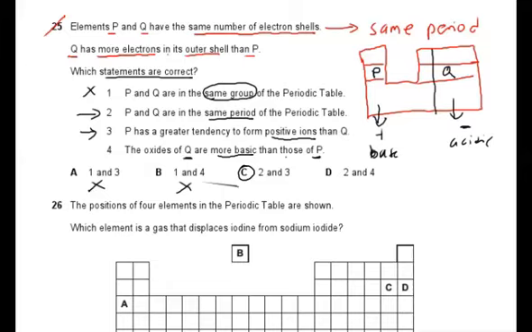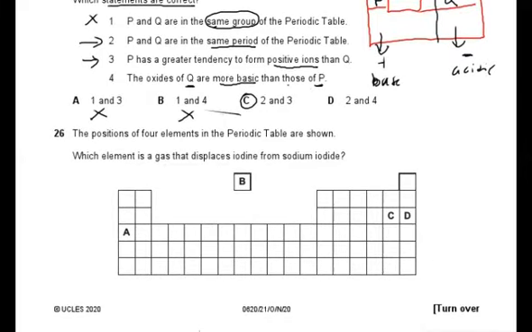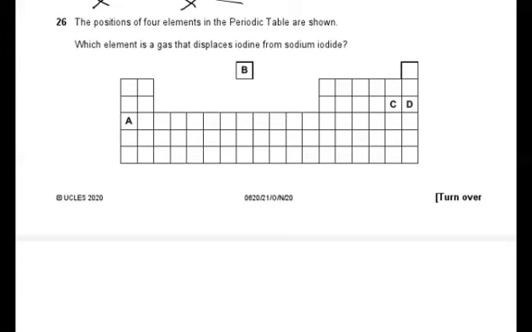Now let us look at 26. The portion of four elements in the periodic table are shown. Which element is a gas that displaces iodine from sodium iodide? If you notice in group 17, fluorine, chlorine, bromine and also iodine, the ones above are much more reactive compared to iodine.